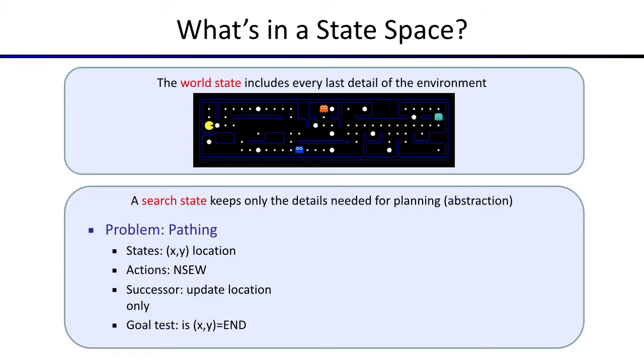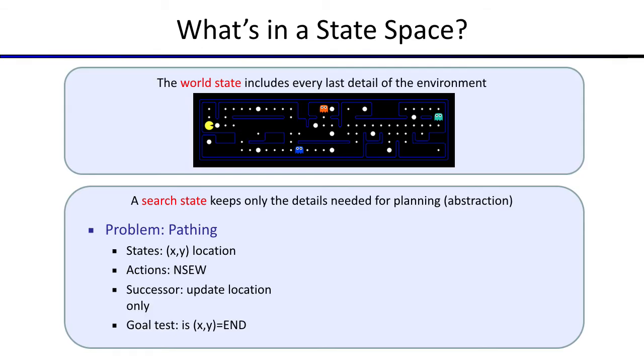The actions are the directions we can move. And the successor function is, according to each action we take, where do we go next? And we don't need to keep track of what else is going on the board, because we don't care about what the pellets are doing. For the sake of the pathing problem, there are no ghosts. And the goal test is, are we at the target position that we had laid out before? Is current xy equal to the goal position?